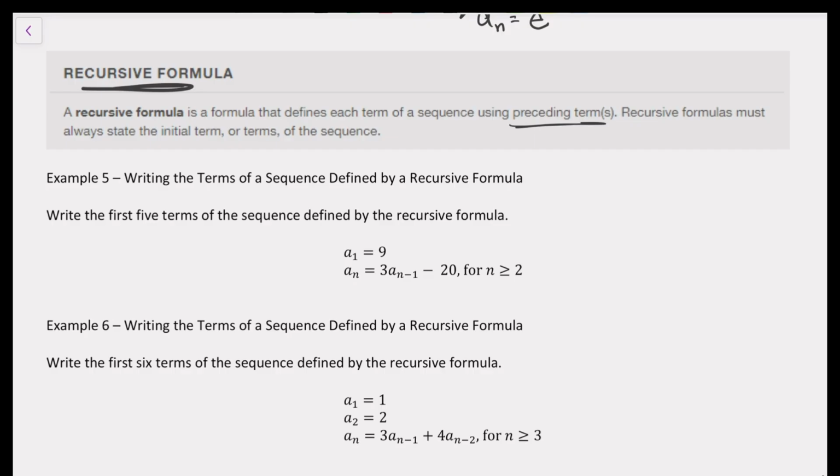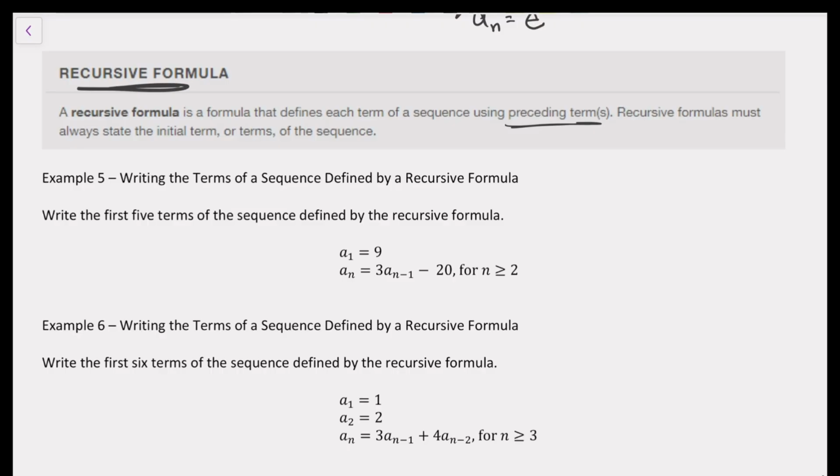Like, look at example 5 with me. They're telling us the first term is 9. Okay? So if we were making a list, the first one is 9. Now, for everyone after that, they want this right here, a sub n minus 1. That is the previous term. Because if you're on, say, the second term, this would really be a sub 2 minus 1. So if we're trying to solve for the second one, we do 3 times the first one, then minus 20.